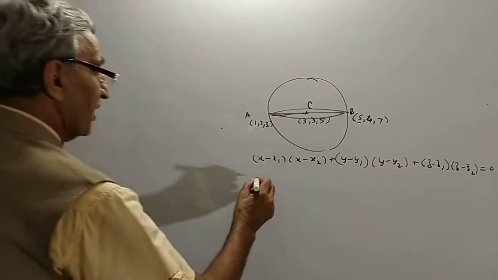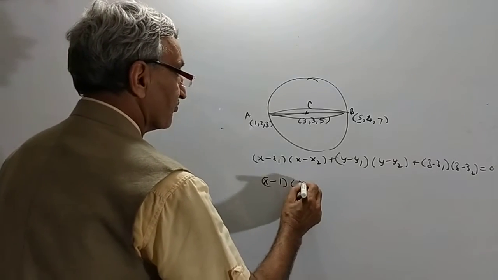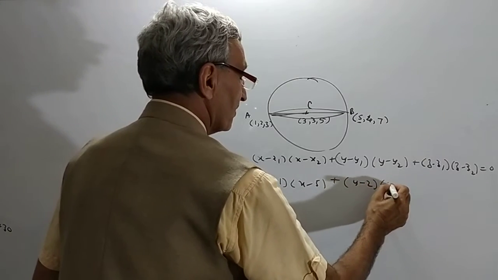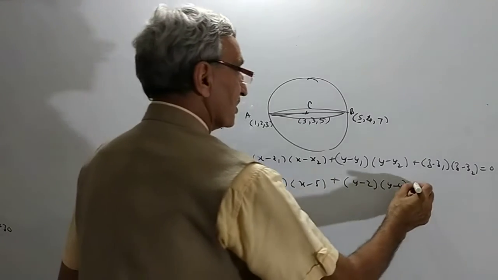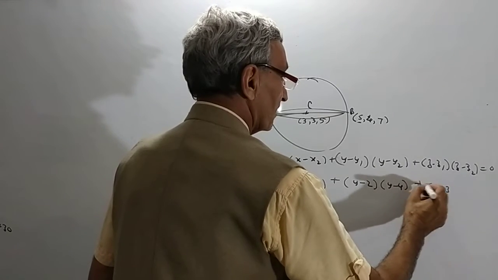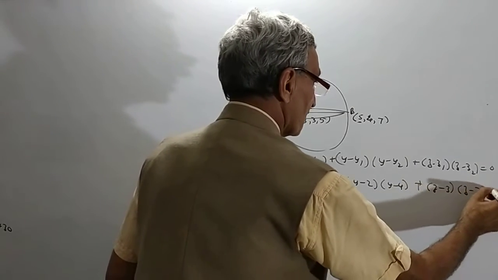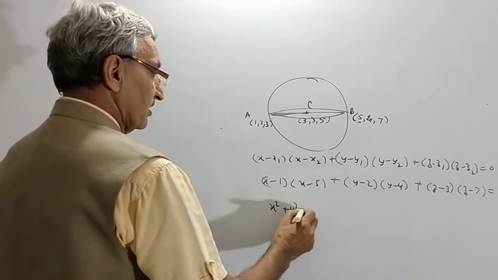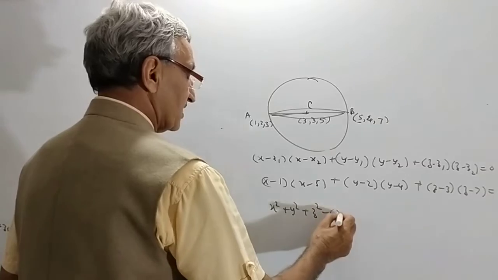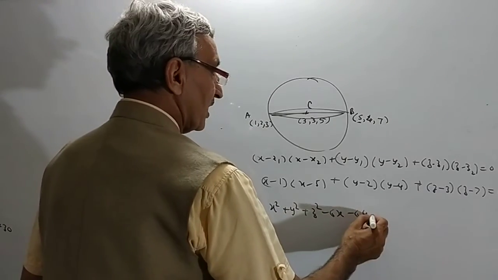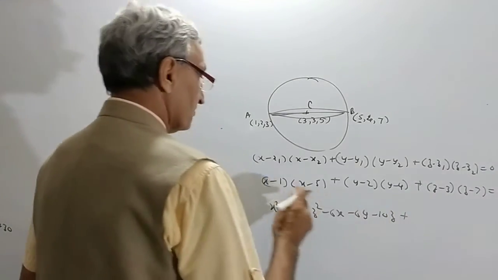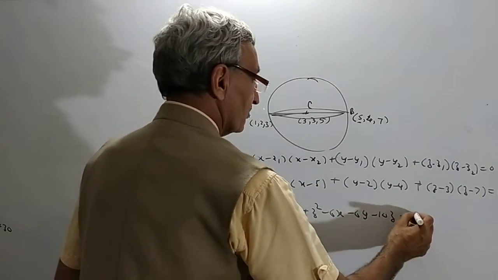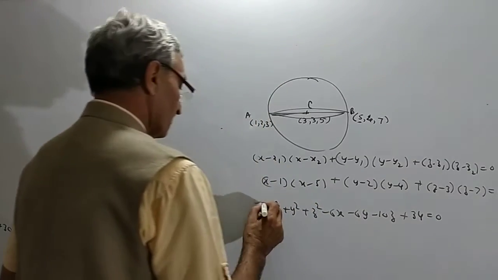That means (x minus 1)(x minus 5), (y minus 2)(y minus 4), and (z minus 3)(z minus 7). Open it and you get the answer. x square plus y square plus z square minus 6x minus 6y minus 10z plus 5 plus 8 plus 21 is equal to 0. That's the answer.